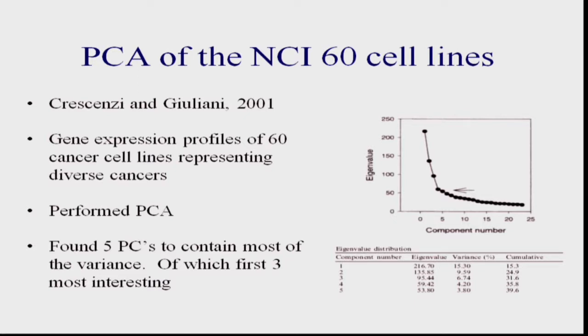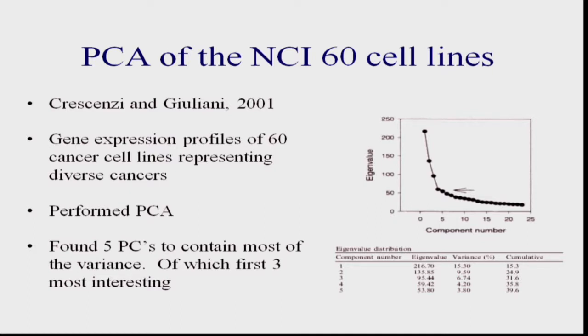This is the eigenvalue and the percentage of variance. So the first component captured 15% of the variance, the next captured almost 10, the next 6, 4, and 3. And if you look at the cumulative variance, adding these up, the first 2 components would have captured 15 plus 9, so 25% of the variance.